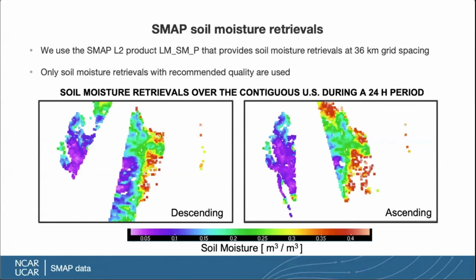We are using the level 2 SMAP soil moisture retrievals at 36 kilometers of grid spacing. We are only using those retrievals labeled as recommended quality. And here you can see an example of the retrievals over the contiguous US for a given day. Here on the left, you have the retrievals during the SMAP descending passes, and on the right, the ones associated with the ascending pass.